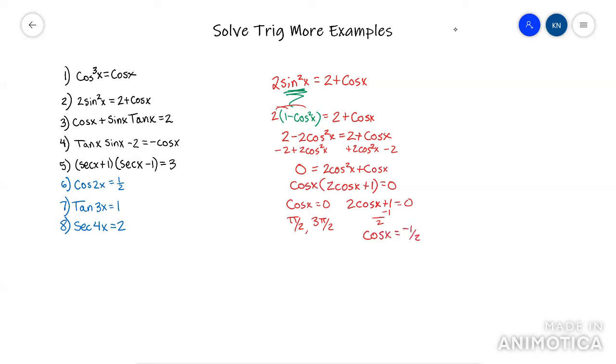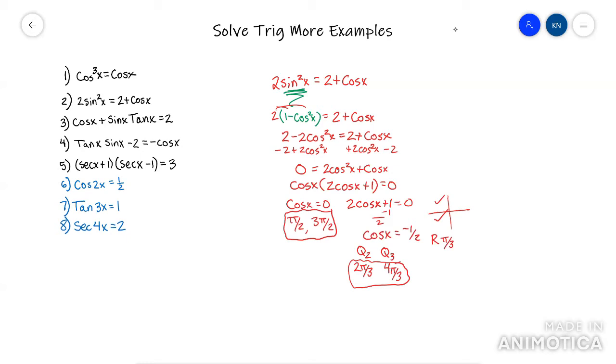And where that happens, you have to think, okay, well, what quadrants would that be in? It would be in quadrants 2 and 3. And your reference angle for this would be pi over 3. So you just give the location of pi over 3 where it would be in quadrant 2 and where it would be in quadrant 3. So in quadrant 2, it would be 2 pi over 3. And in quadrant 3, it would be 4 pi over 3. So these 4 things would be my answers.